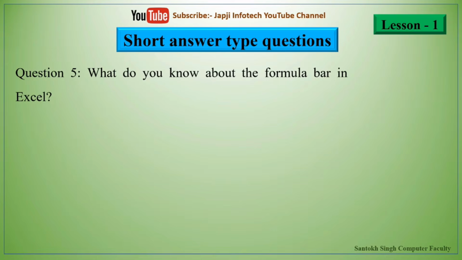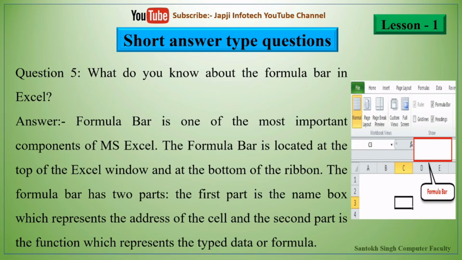So next question is, what do you know about the formula bar in Excel? The formula bar is one of the most important components of MS Excel. The formula bar is located at the top of the Excel window and at the bottom of the ribbon. The formula bar has two parts. The first part is the name box, which represents the address of the cell, and the second part is the function, which represents the type data or formula.